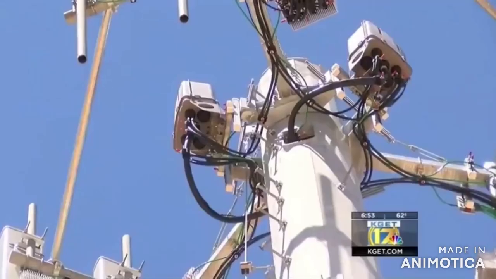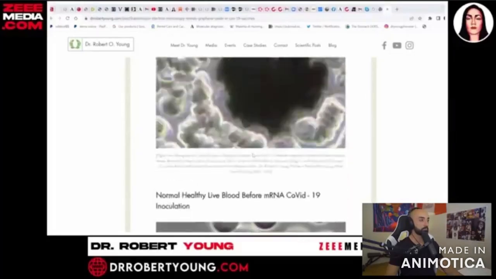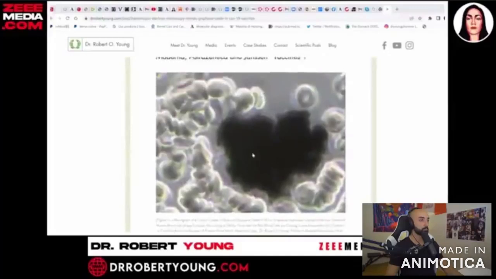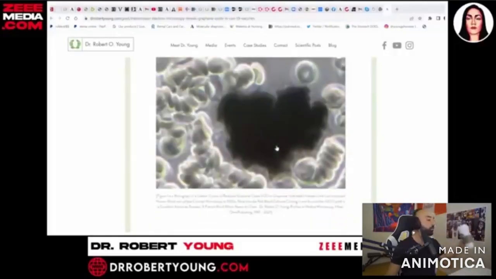So red blood cells should be swimming in their own fluid. That's called vascular fluid. And the red blood cells should be even in color, even in shape, even in size. You see how nice these red blood cells look? Now look what happens when they're exposed to graphene oxide and radiation. This is a reduced graphene oxide cluster. I call it a cluster bomb. And look what the blood is doing around it. It's clotting. That's what this does.